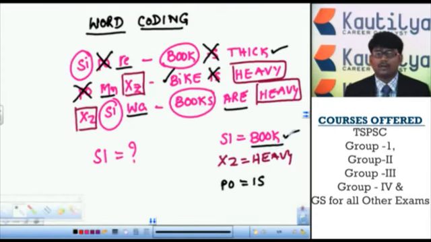Okay friends, these are the types of codings we have. The first one is letter coding, letter to letter, and the second one is letter to number coding. The third one is conditional coding. The fourth one is direct coding. The fifth one is word coding.